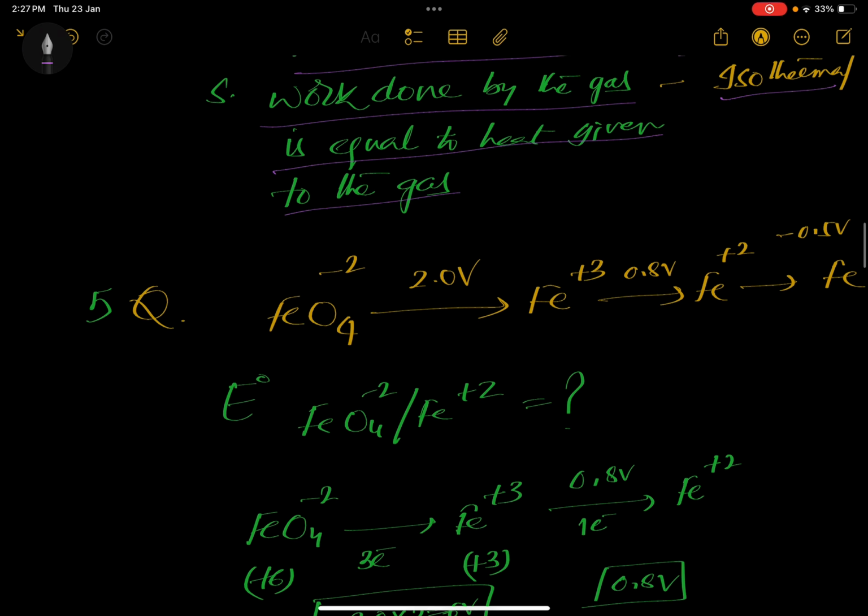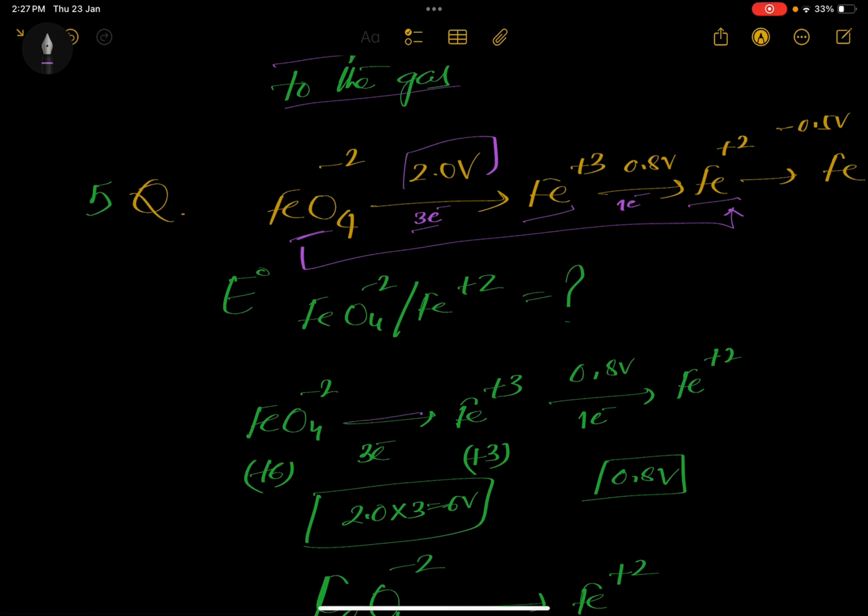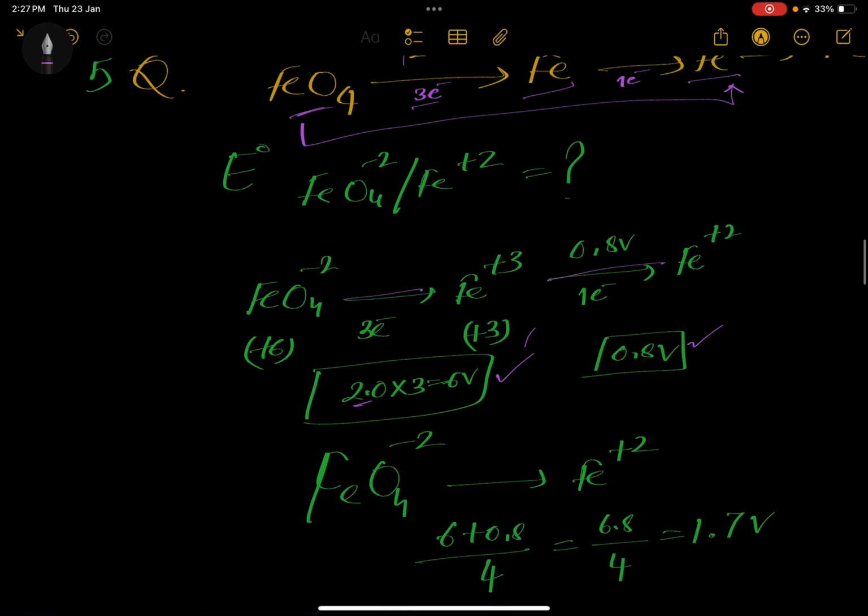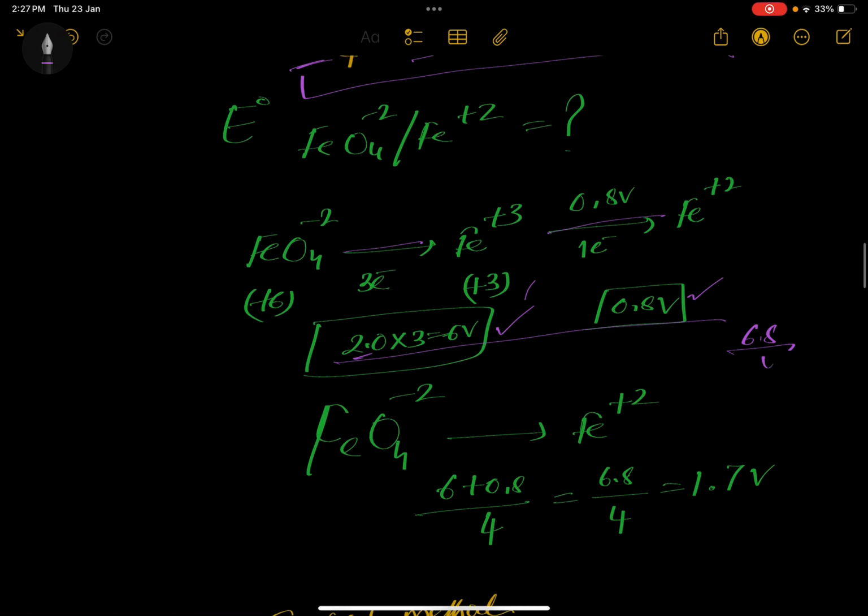Direct matching, easy question. This is interesting, based on delta G is equal to minus nFE not cell concept. See, FeO4 2- converted to Fe+3, then Fe+2. Here number of electrons involved are 3. Here 1 electron is involved. He is asking what is the change for this. So for 3 electrons, 3 into 2 volts, this will be 6 volts, and here only 1 electron, so you take as it is. So total change is 6.8, but number of electrons involved are 4, so 6.8 by 4.